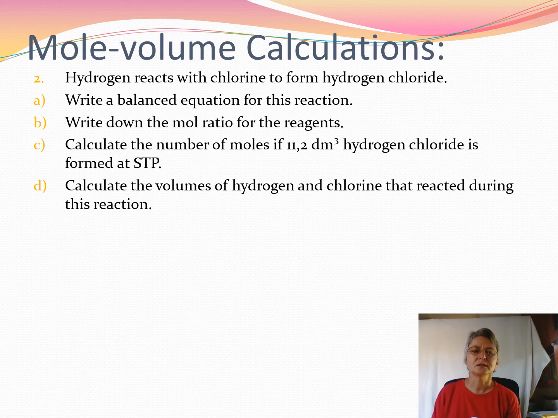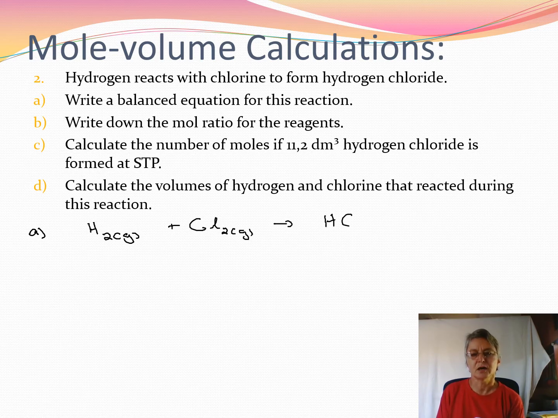Example 2 says hydrogen reacts with chlorine to form hydrogen chloride. A. Write a balanced equation for this reaction. So hydrogen is a diatomic gas, chlorine is a diatomic gas, and it forms hydrogen chloride, which is a gas, and to balance the equation, 2 of it. B. Write down the mole ratio. So the mole ratio is 1 mole hydrogen to 1 mole chlorine to 2 moles of hydrogen chloride.